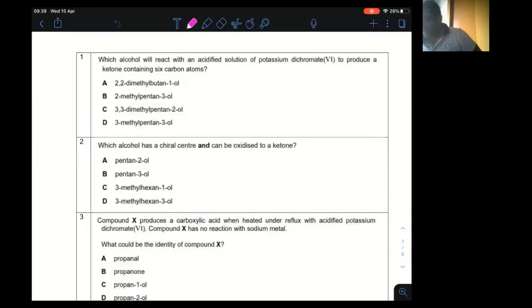Okay, so we will start today's lesson. Today we will look at the reactions involving alcohol and carboxylic acid.